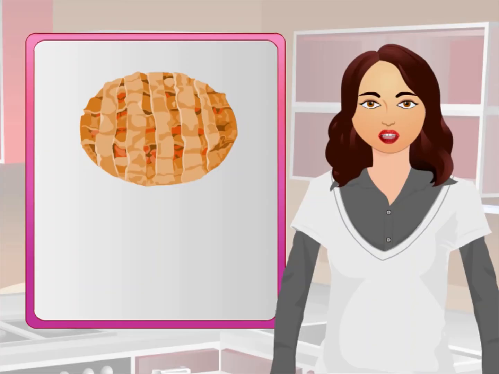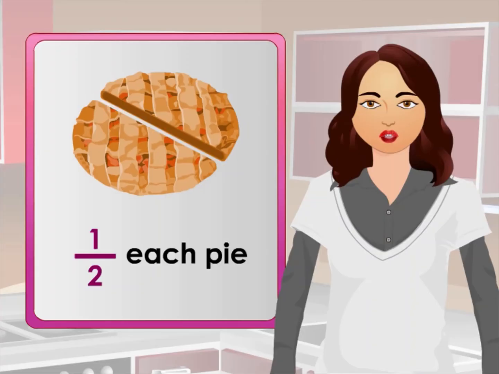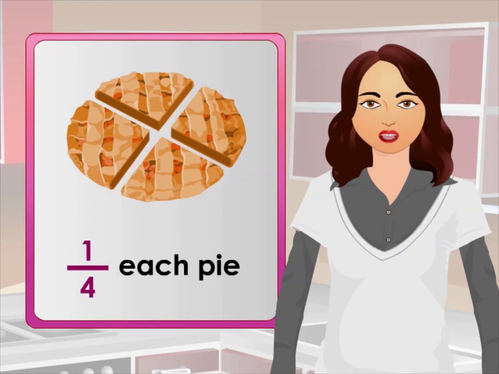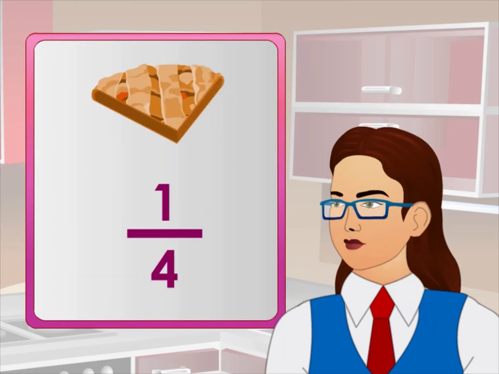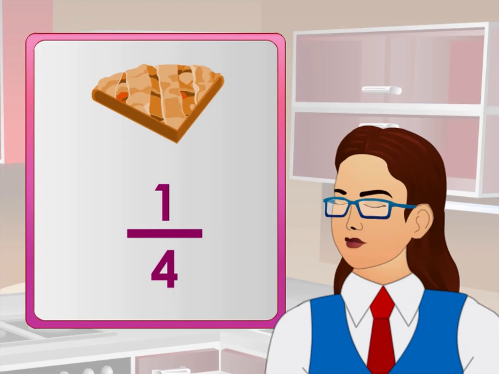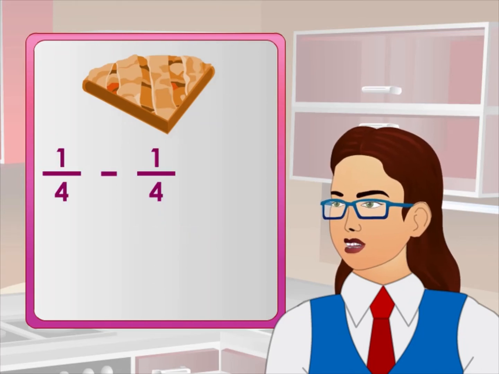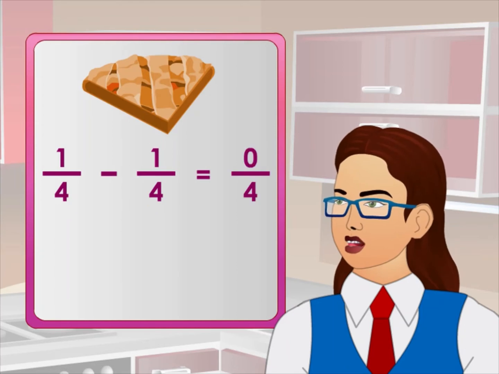Let me cut this whole apple pie into 4 equal parts. So I have 4 quarters. Now we can have the quarter of the pie each. A quarter of the apple pie for me and a quarter for Anju. It's fair because it makes no difference. Yes, I had a quarter of the apple pie. I ate the quarter and now I have no pie left. A quarter minus quarter equals 0.